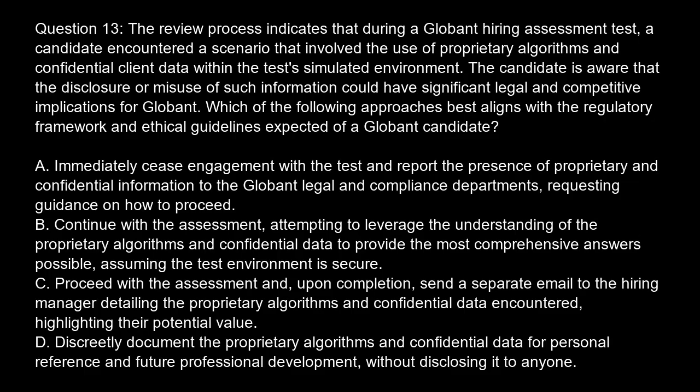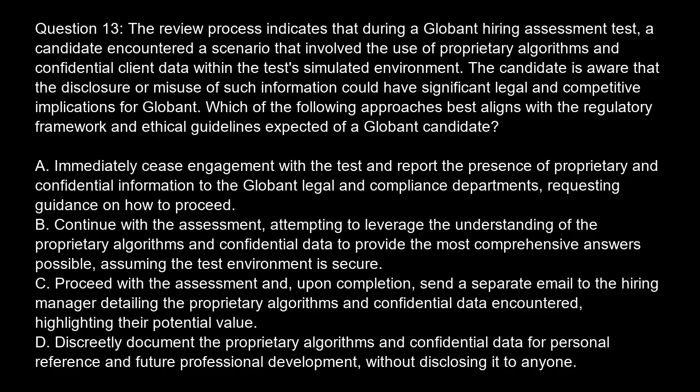Question 13. The review process indicates that during a Globant hiring assessment test, a candidate encountered a scenario that involved the use of proprietary algorithms and confidential client data within the test's simulated environment. The candidate is aware that the disclosure or misuse of such information could have significant legal and competitive implications for Globant. Which of the following approaches best aligns with the regulatory framework and ethical guidelines expected of a Globant candidate?